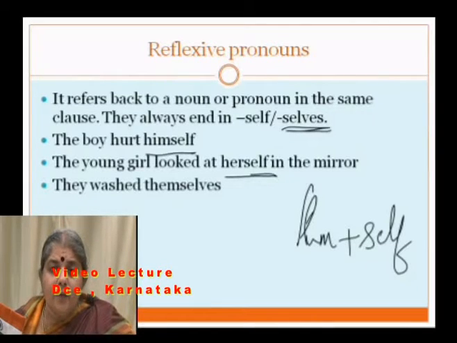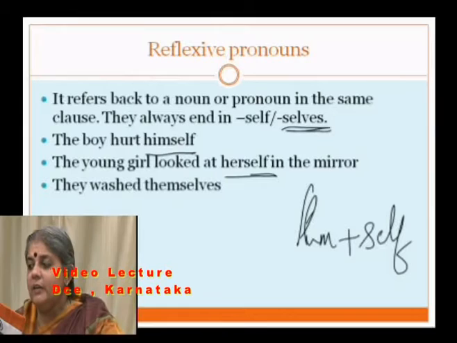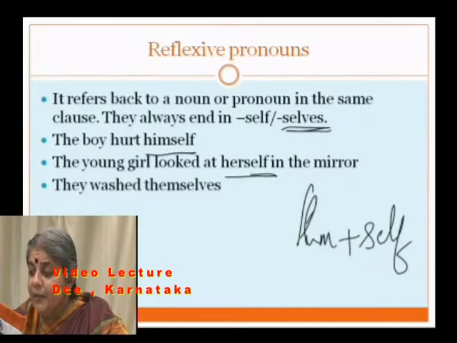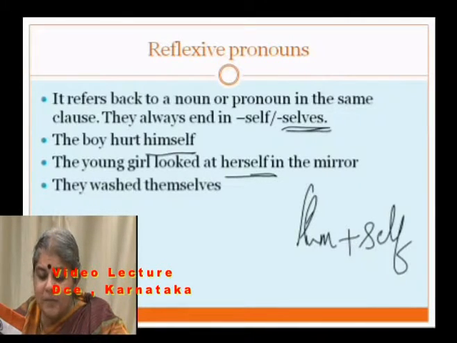The second division of the central pronouns is reflexive pronouns. What is a reflexive pronoun? A reflexive pronoun refers back to a noun or pronoun in the same clause. How are we to understand it? They always end in self or selves. I gave you the example, the boy hurt himself. Him plus self, himself. Once again, herself. Then the girl looked at herself in the mirror. They washed themselves, them plus selves, themselves.